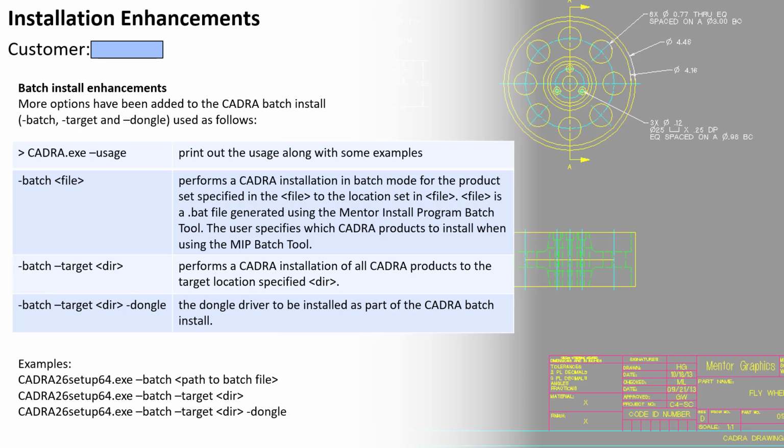We have made installation enhancements to the MIP batch tool. We have added -batch, -target, and -dongle. -batch performs a CADRA installation in batch mode for products specified in the file to the location specified in the file. The file is a .bat file generated using the Mentor Install Program batch tool. The user specifies which CADRA products to install when using the MIP batch tool. -target performs a CADRA installation of all CADRA products to the target location specified in .dir. -dongle installs the dongle driver as part of the batch install. There are a few examples below.